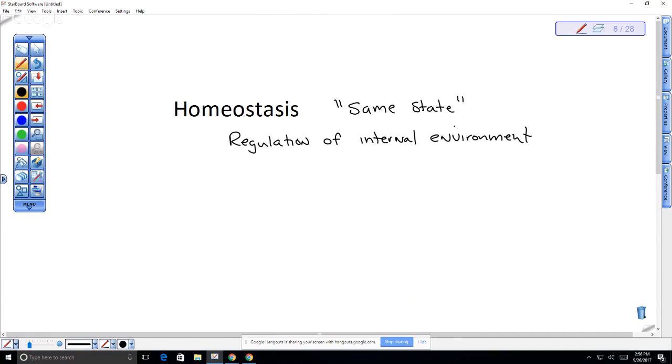Now, homeostasis might be a little bit of a misnomer, because what we really see is that the internal environment fluctuates and it responds to the external environment. So it responds to what's going on, right? So there's some responsiveness. And so probably a better way to describe homeostasis is that it is a dynamic equilibrium.